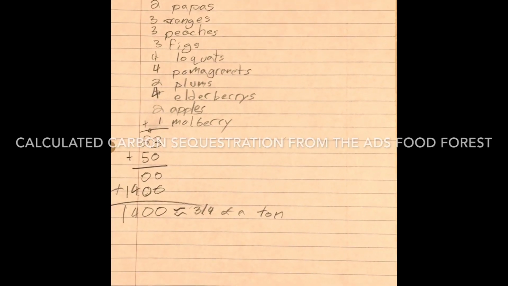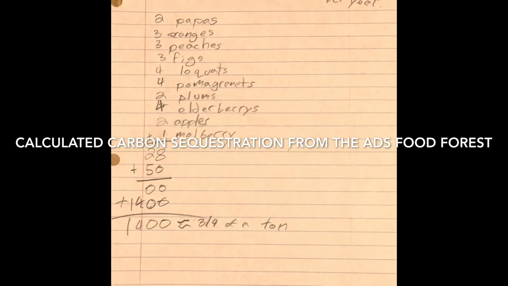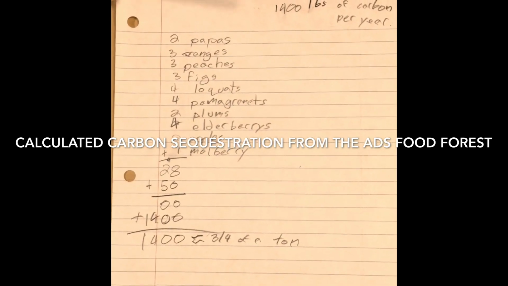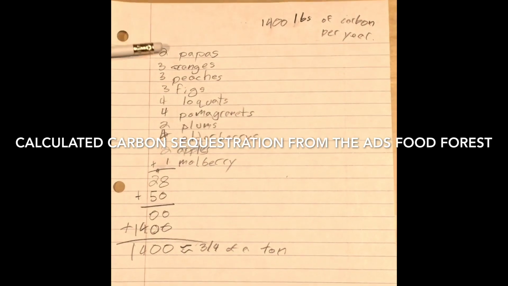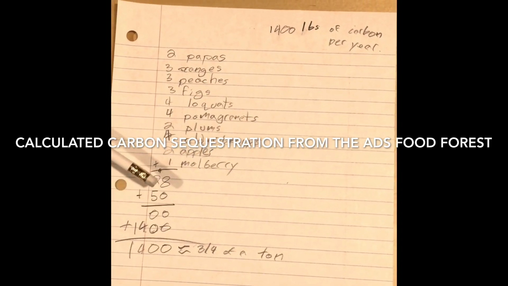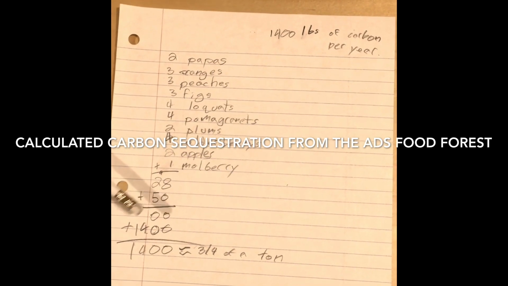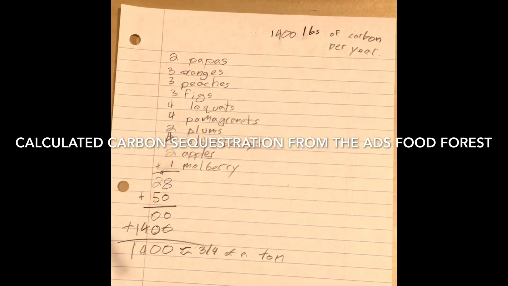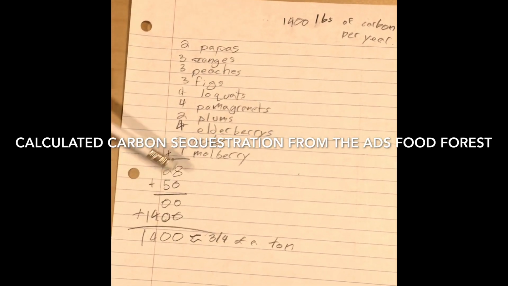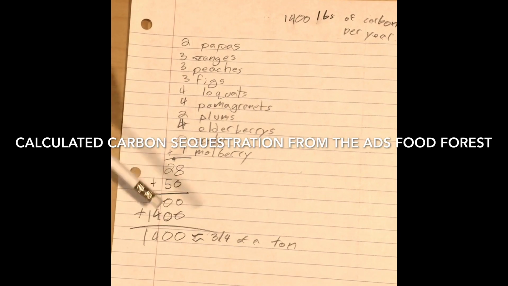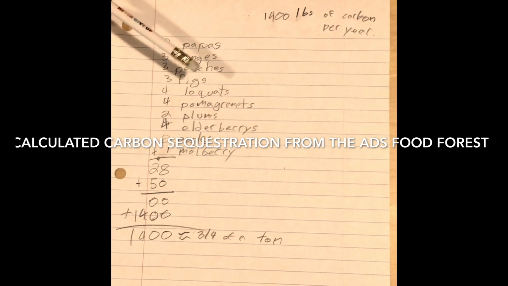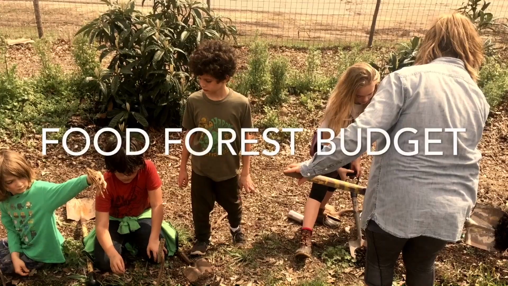So how you can calculate the amount of carbon in a forest, or for example, our food forest or orchard right now, is first you have to see how many trees. So all together, adding all the trees together, we have 28 trees. And an average mature tree absorbs about 50 pounds of carbon a year. So if you multiply that, it's about 1,400, which means 1,400 pounds of carbon is absorbed per year.